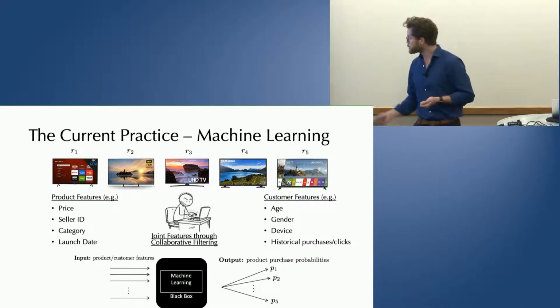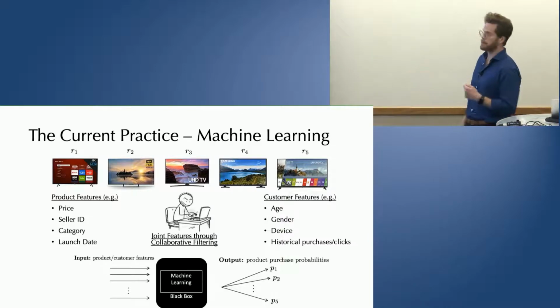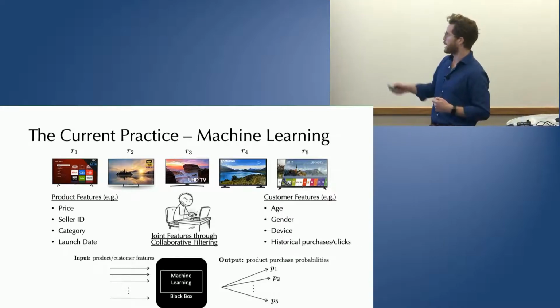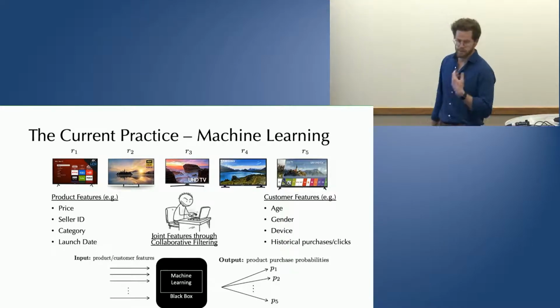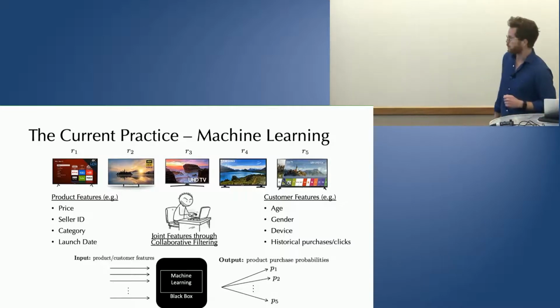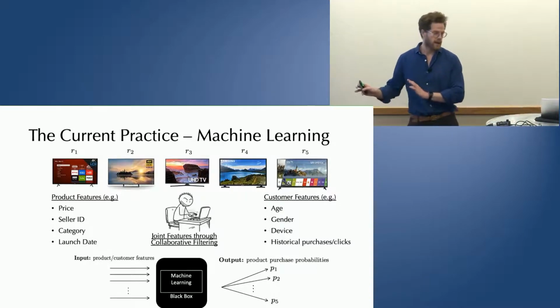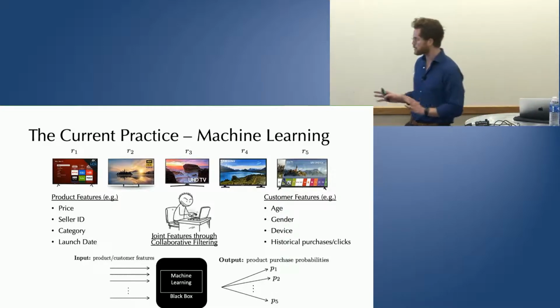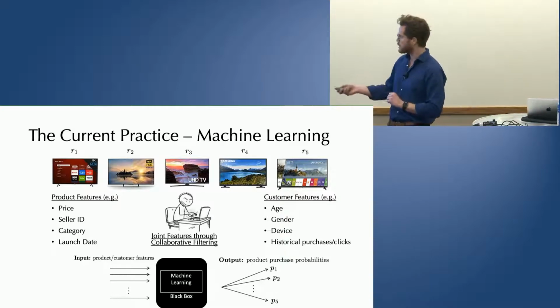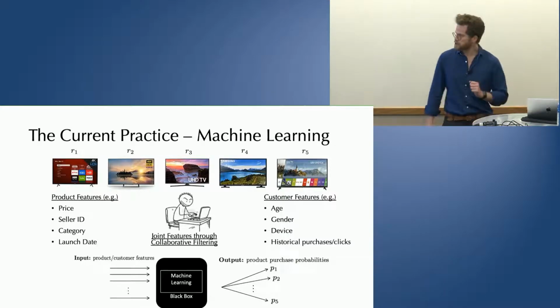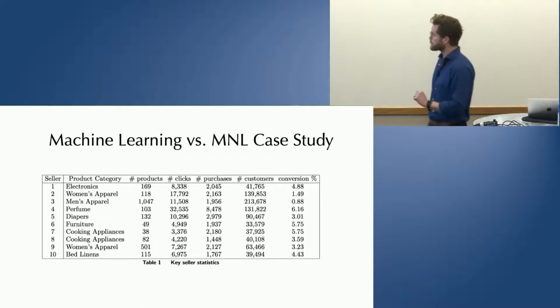Okay, these purchase probabilities, so P_i is just the probability the customer buys product i. So P1 is the probability she buys product 1, P2 the probability she buys product 2, etc. These should really have a customer index because they're personalized. So for every customer, there's going to be a new set of purchase probabilities that our machine learning black box spits out.